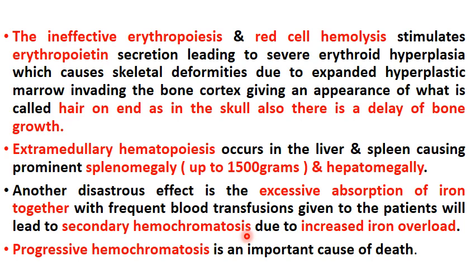The iron is not excreted from the body. It will precipitate and deposit in the liver, the pancreas, the eye, and the different tissues of the body. Progressive hemochromatosis, or in the heart, progressive hemochromatosis is one of the important causes of death in such patients.